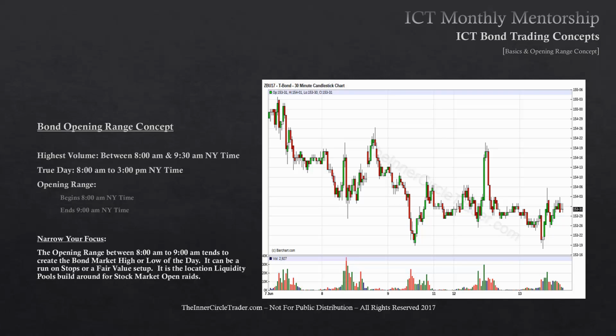It can be a run on stops or a fair value setup. In other words, a bullish order block or a bearish order block, or trade down into a liquidity void or fill in a fair value gap. It is also the location for liquidity pools to build around for the stock market opening to be raided.